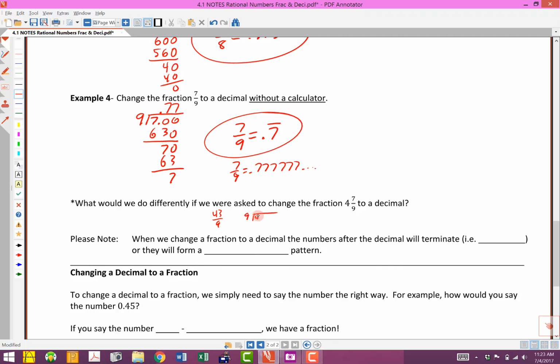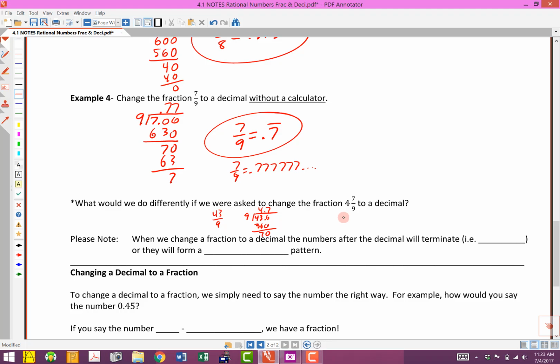And then we could do 9 into 43. Let's see, it would go in 4 times. That would be 36. There's 7 left over. 9 doesn't go into 7, so we'd have to start adding zeros, and then there's a 7 and so forth. You could keep doing it that way. You'd end up with 4.7 repeated.